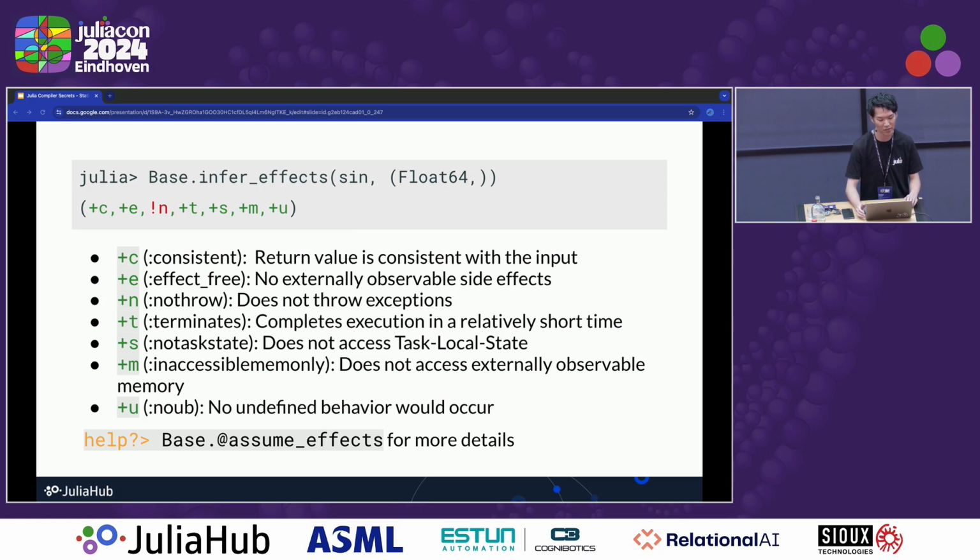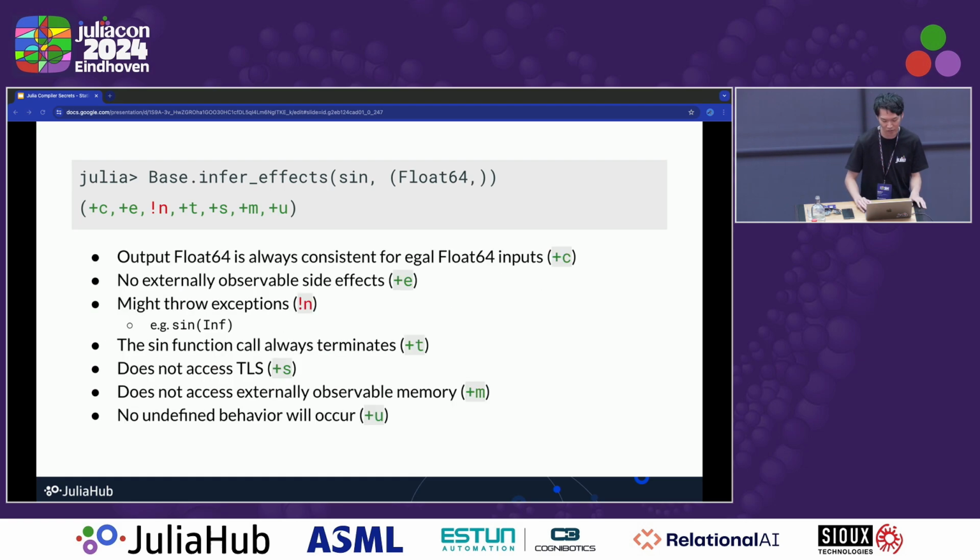And the effects are represented as a collection of what we call effect bits, each representing some condition of an analyzed method, like consistency of return value and the slowness of the method. And due to the time constraint, I won't be able to explain the meaning of each condition in detail. But if you are interested, please refer to Base.assume_effects for more detail.